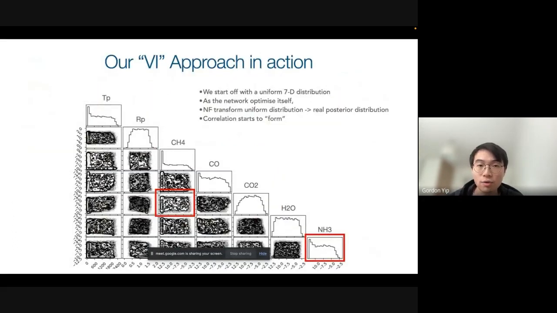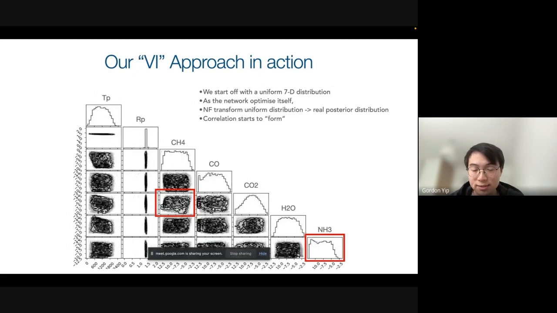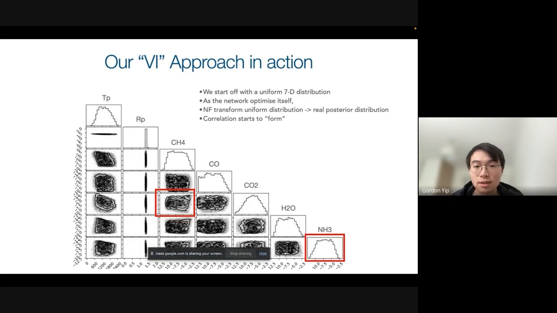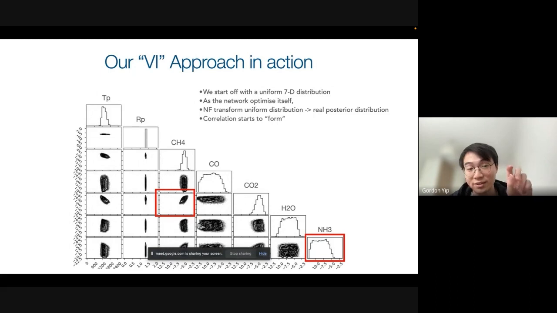This is just to show you how our variational inference approach does in action. We start off with a uniform distribution. We don't assume anything about the atmosphere apart from the parameters being uniformly distributed between certain minimum and maximum values. These are the parameters on the diagonal that we're trying to optimize: the temperature of the atmosphere, the radius of the atmosphere, and the different gases that we have. So I'm going to start this animation here. The red square is the correlation that we want to focus on, and you can see that in the beginning, the radius of the planet is very strongly constrained.